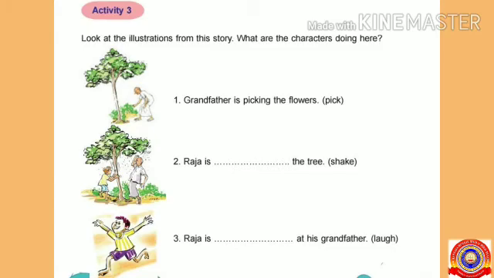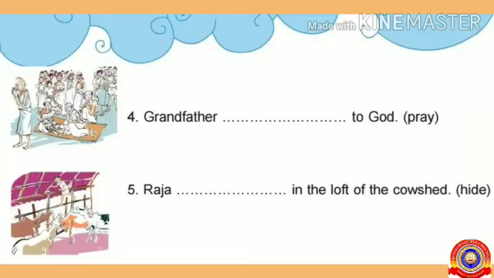Grandfather is picking the flowers. What is grandfather doing here? He is picking the flowers. So here the action is in present continuous tense. I hope that you all did the rest of it. Did you write that? Second one, Raja is shaking the tree. Third one, Raja is laughing at his grandfather. Fourth one, grandfather is praying to God. Fifth, Raja is hiding in the loft of the cowshed. The verbs should be written in present continuous tense.